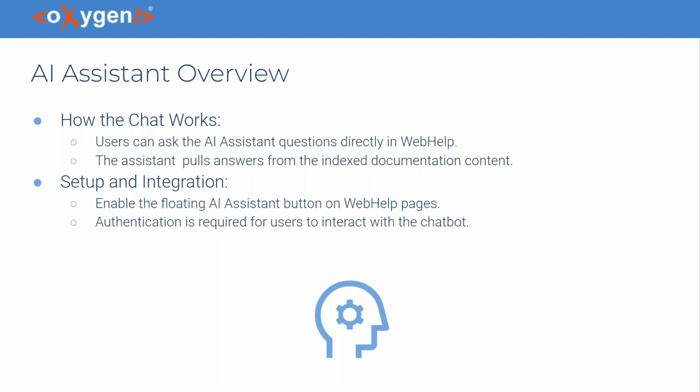Now let's dive into one of the most exciting new features in Oxygen Feedback 5.0, namely the AI Assistant. The assistant is accessible via a floating button in the WebHelp pages, and users can interact with it to ask questions about the content of your publication. The assistant pulls responses directly from your indexed documentation, ensuring that the answers are accurate and relevant.